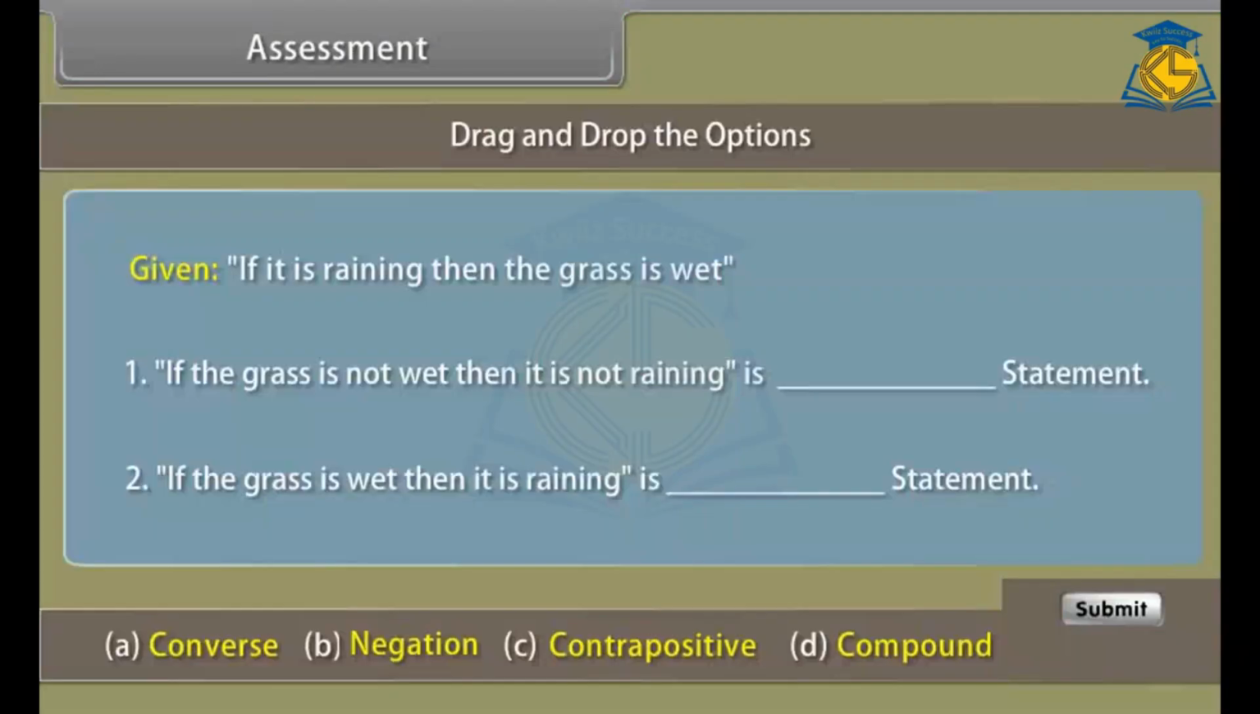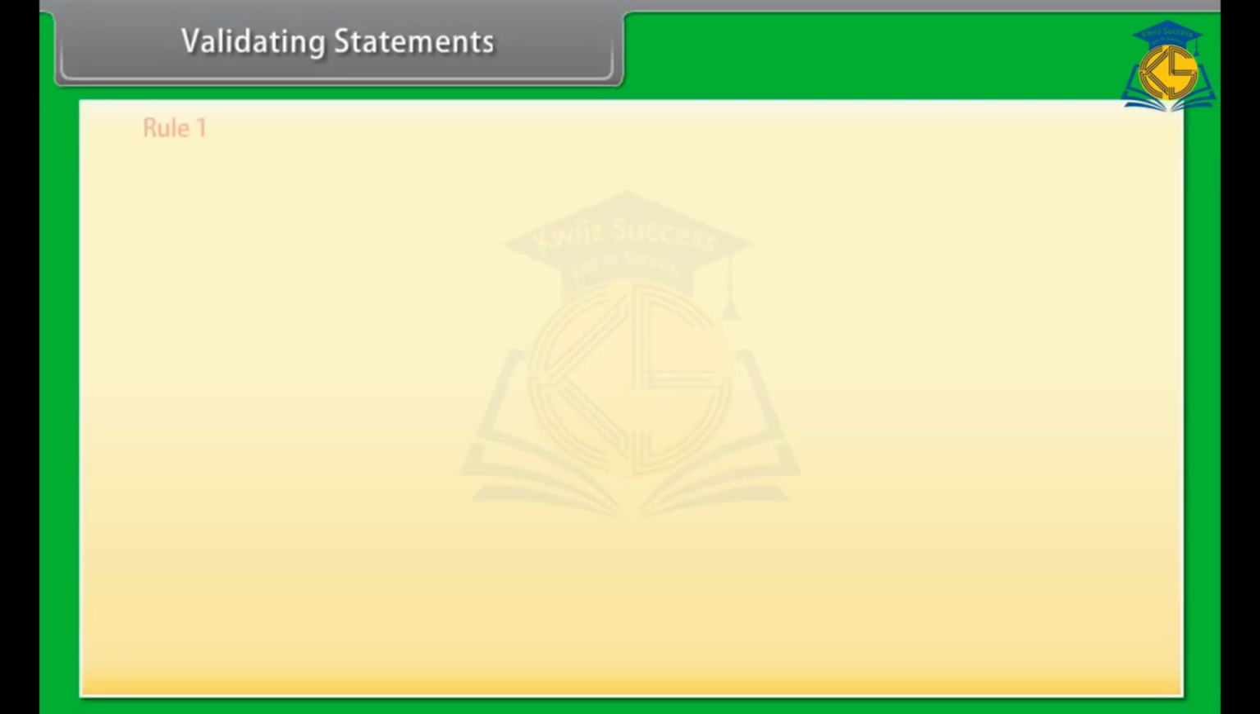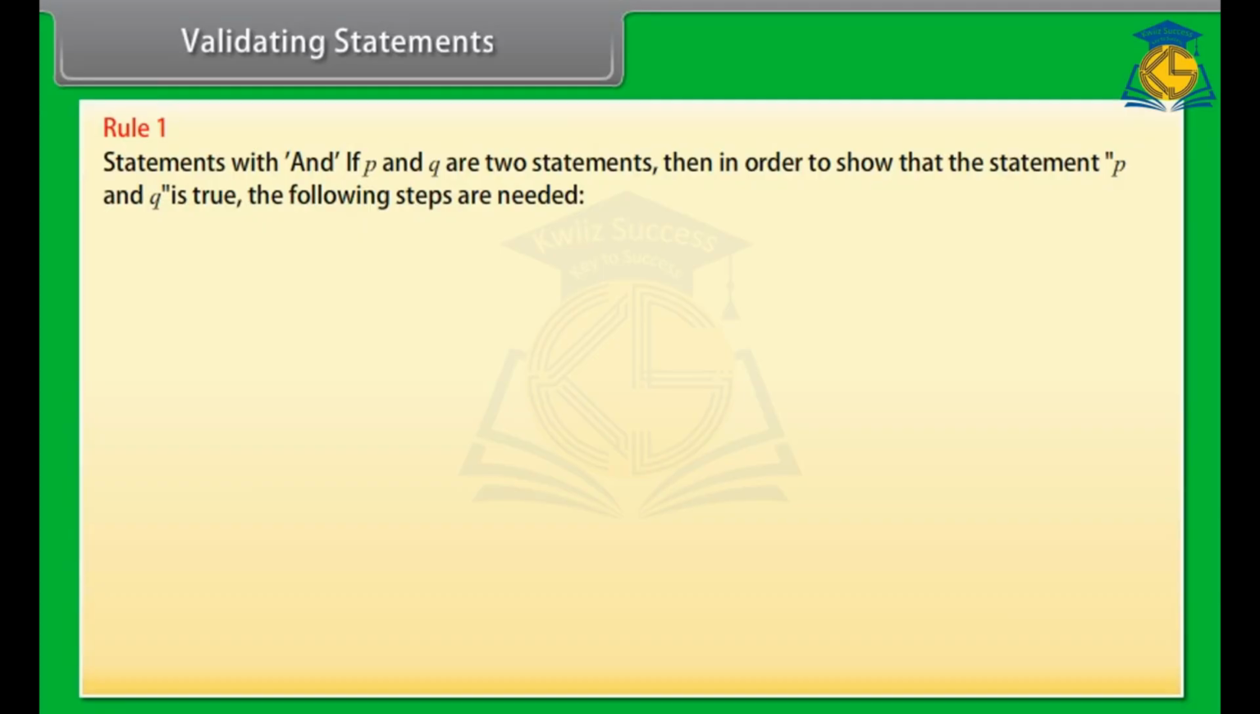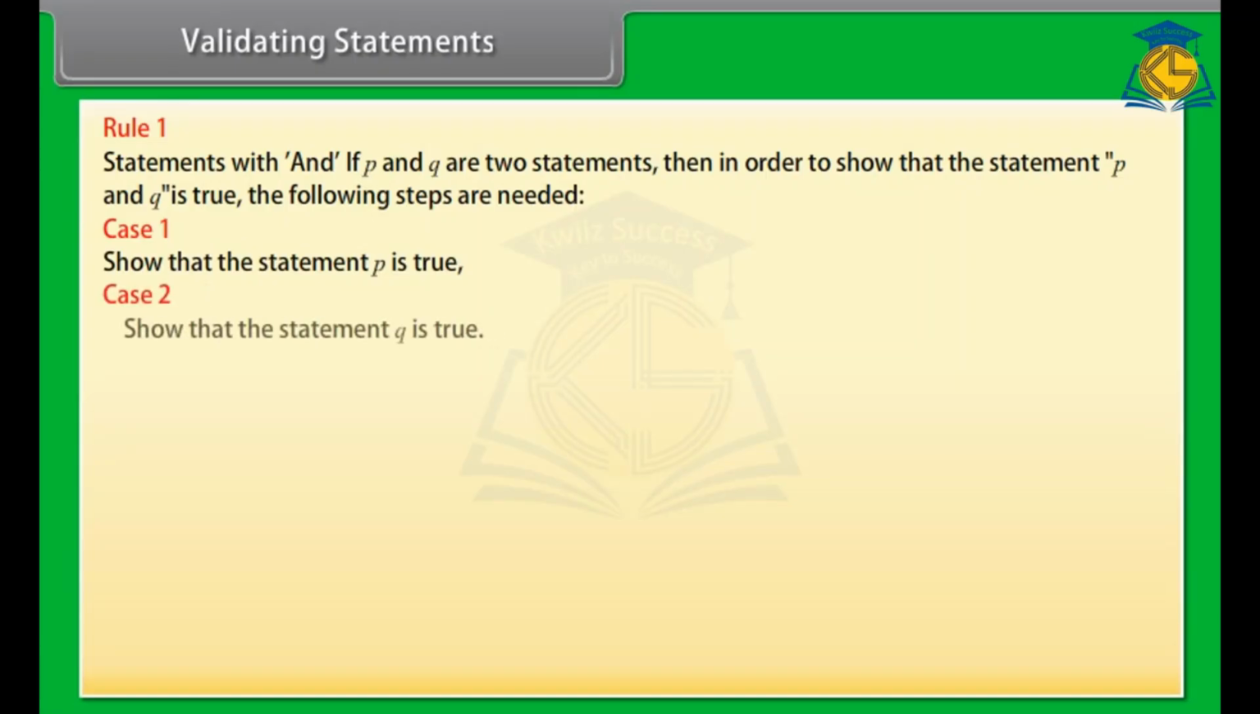Assessment. Before proceeding further, let us know how much you have learned. Drag and drop the options validating statements. Rule 1: Statements with AND. If P and Q are two statements, then in order to show that the statement P and Q is true, the following steps are needed. Case 1: Show that the statement P is true, and Case 2: Show that the statement Q is true.